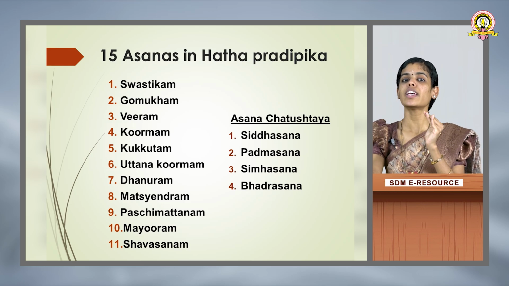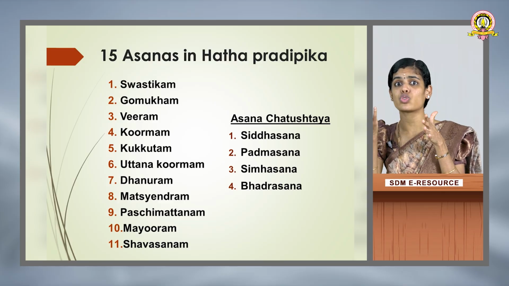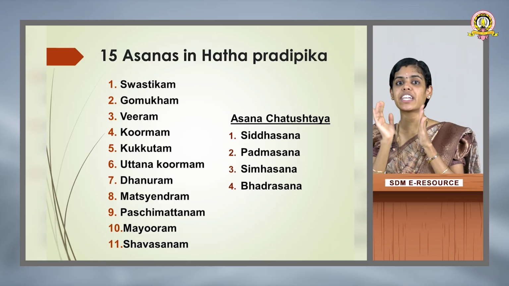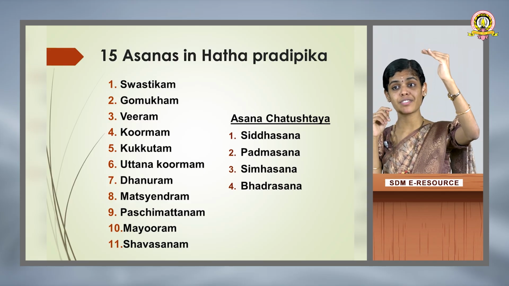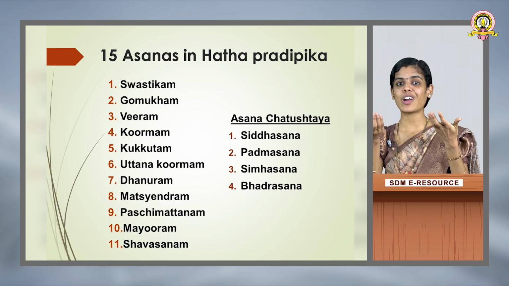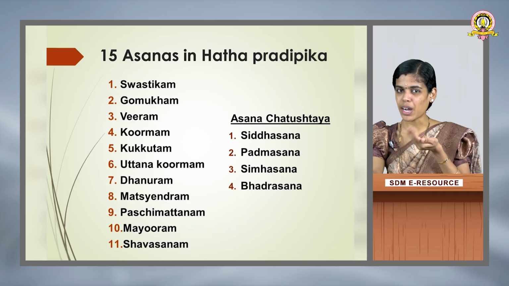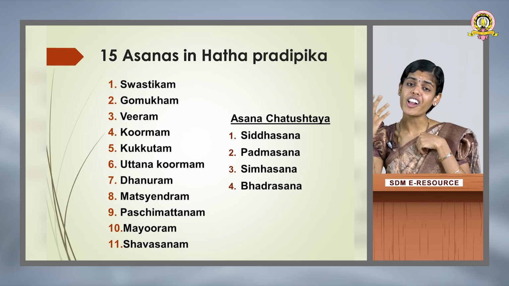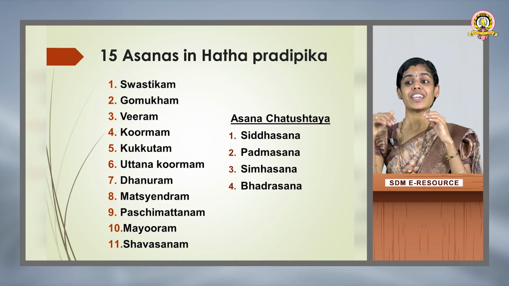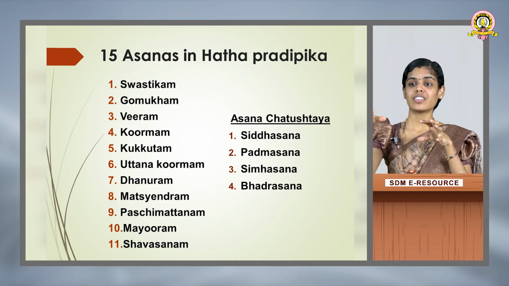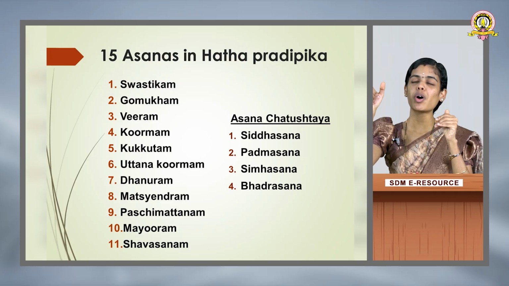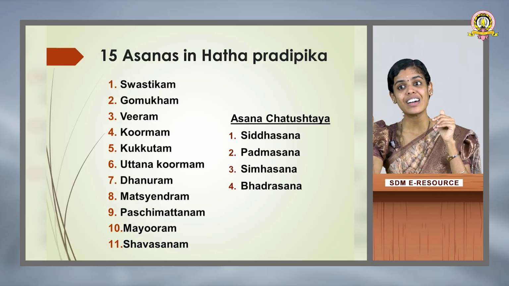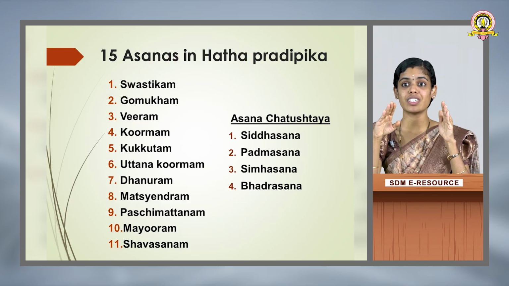After that, he discusses in detail the asana chatushtaya, the 4 important meditative asanas advised by Swatmarama. We practice from Swastika to Shavasana to get the qualification to practice the asana chatushtaya: Siddha, Padma, Simha, Bhadrasana. Among the asana chatushtaya, Siddhasana is the chief among all the asanas. In all our asana practice, the intention is to attain the quality to perform Siddhasana. That is why it is Siddhikara, the adept pose, which is so conducive.